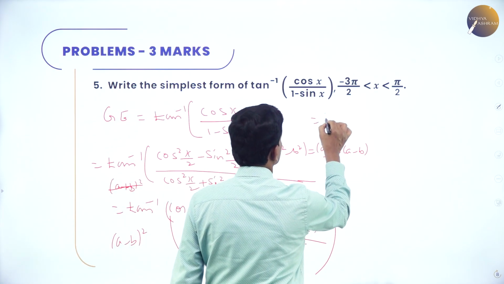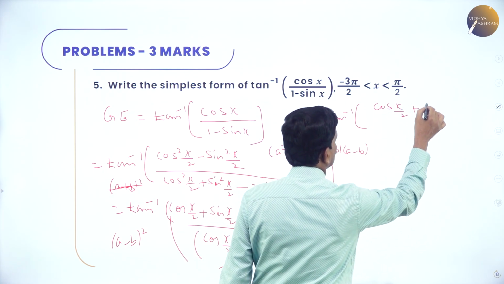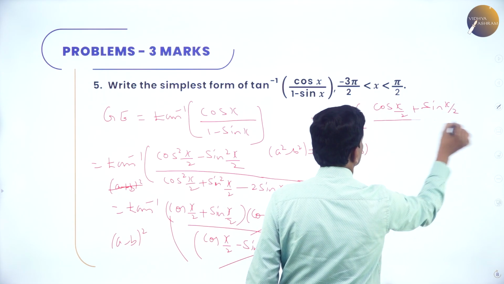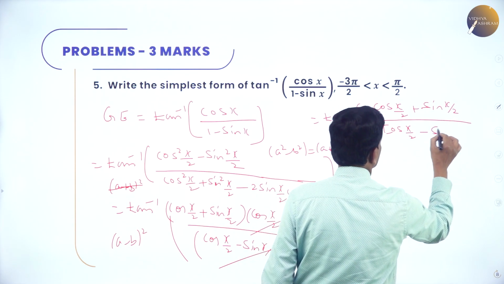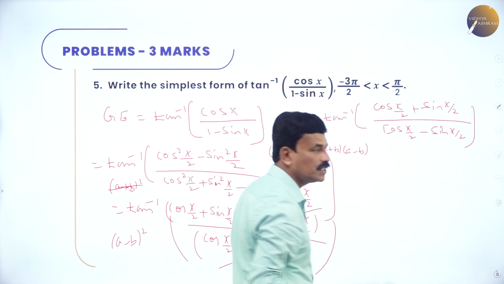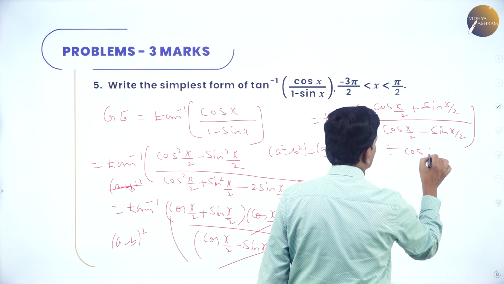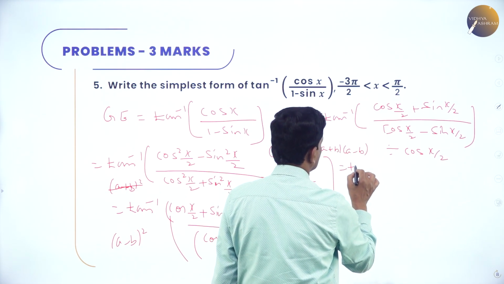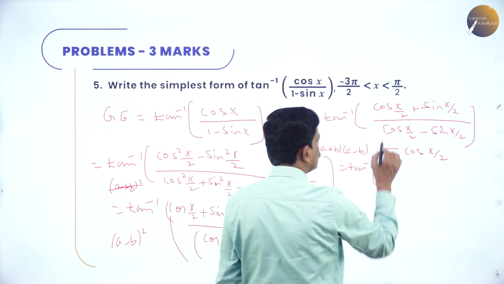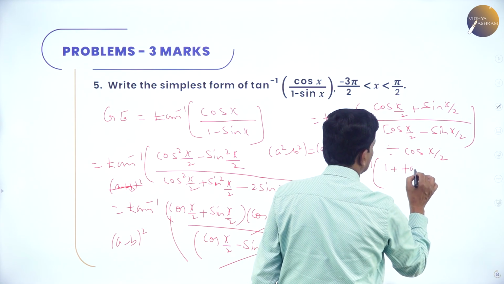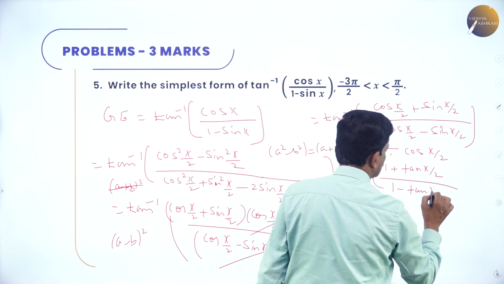What is left is tan inverse of, in the numerator, cos x by 2 plus sin x by 2 divided by cos x by 2 minus sin x by 2. Now convert into tan: divide both numerator and denominator by cos x by 2, term by term. Cos gets cancelled, 1 plus sin by cos is tan x by 2, divided by 1 minus sin by cos, which is tan x by 2.